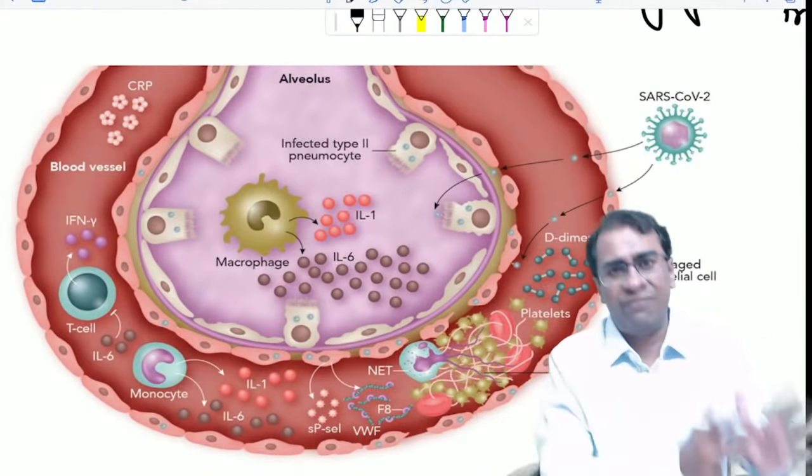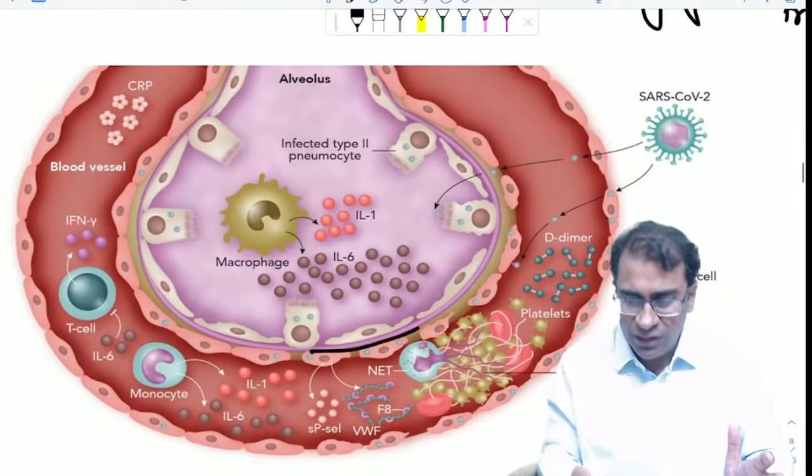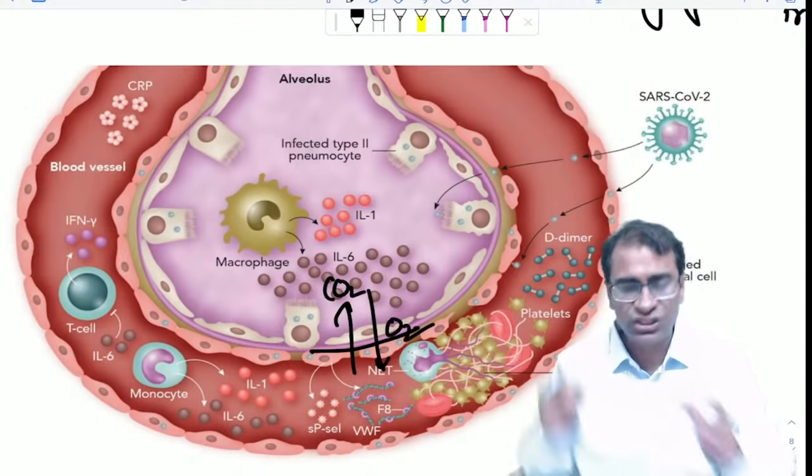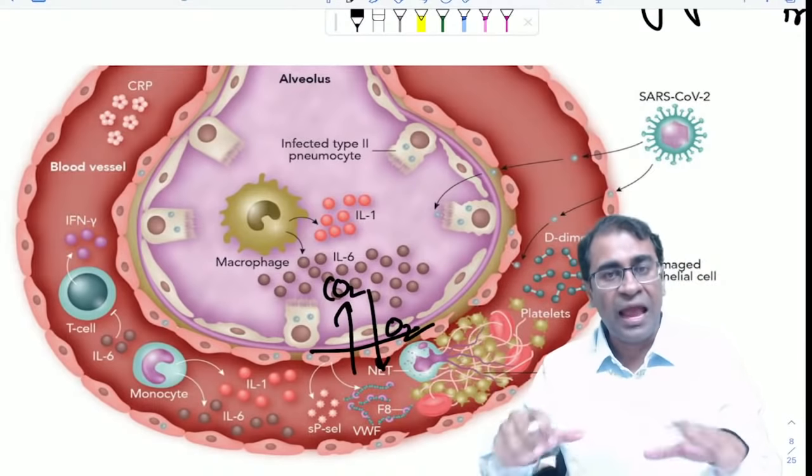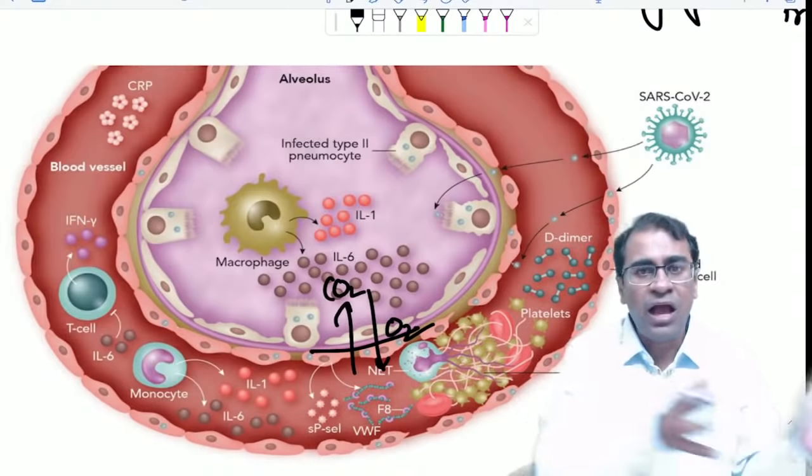So what is the patient having? Because the patient is having the endothelial injury, the oxygen and carbon dioxide exchange in this capillary is decreasing. And that is why the patient has hypoxemia and hypoxia.